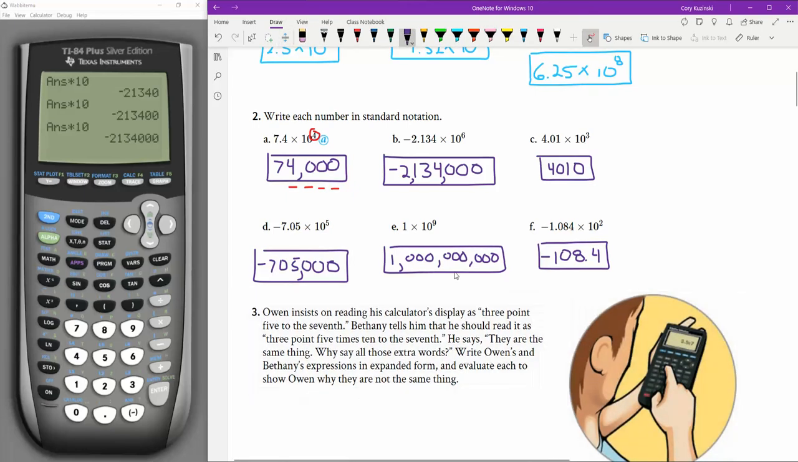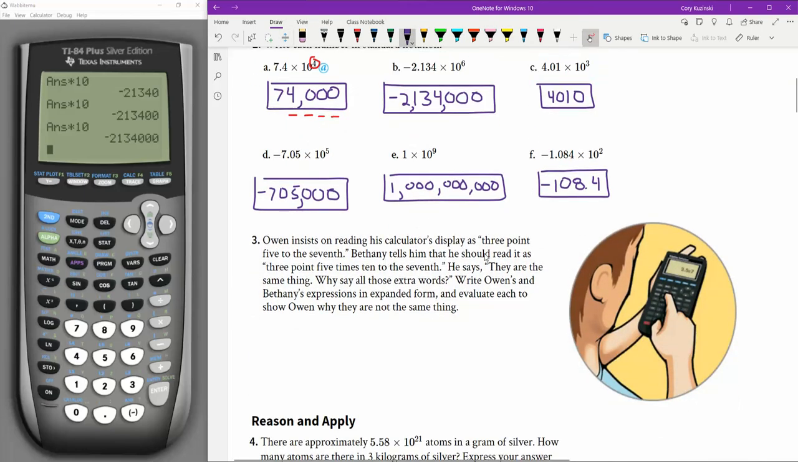All right, last thing. Owen insists on reading his calculator display as 3.5 to the 7th. Let's write that down. 3.5 to the 7th. So he thinks that that calculator is doing this operation, and that's what that answer means. Okay, he's actually got 3.5E7 showing up on his calculator. Bethany tells him that he should read it as 3.5 times 10 to the 7th. So she says he should read it as 3.5 times 10 to the 7th.